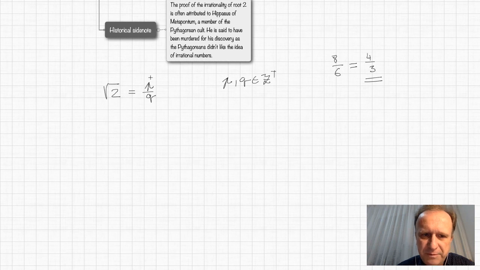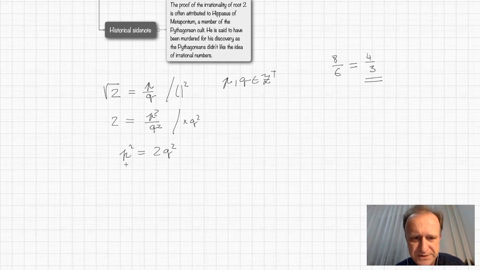Okay, so we have p and q here, and let us now make some logical steps and arrive at some contradiction. So let me square both sides. What I get is 2 equals p squared over q squared. If I have this, I can multiply by q squared, and what I get is p squared is 2 times q squared. So it tells you that p squared is twice something, and since q squared is for sure an integer, it's twice some integer.